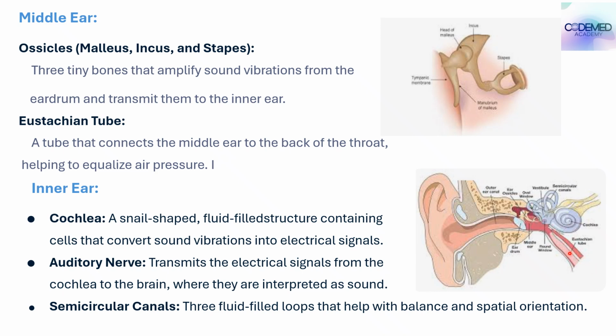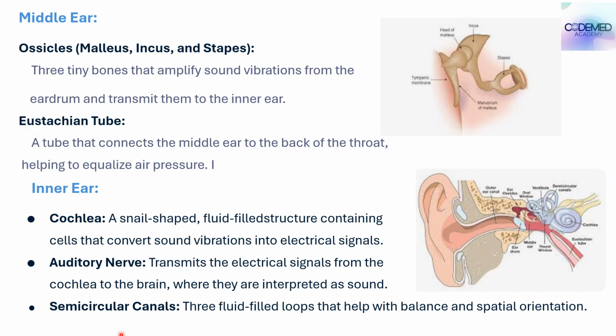So whenever during a cough and cold this tube gets blocked, you do get ear pain, or you get a vertigo-like sensation, because there is an imbalance in the air pressure. And then the inner ear mainly consists of the cochlea. The cochlea is a snail-shaped organ. It is a fluid-filled structure containing cells that convert the sound vibration into electrical signals.